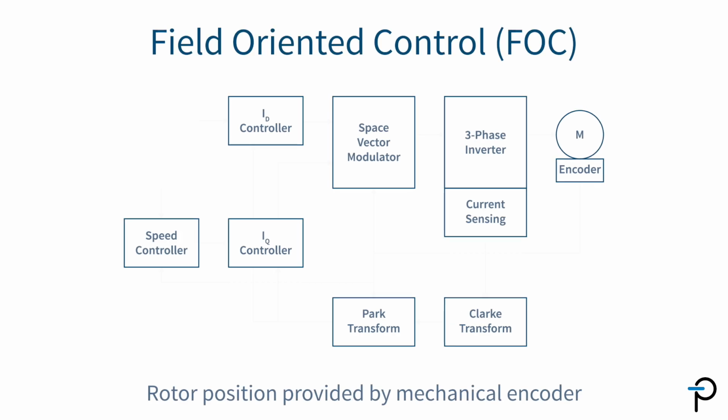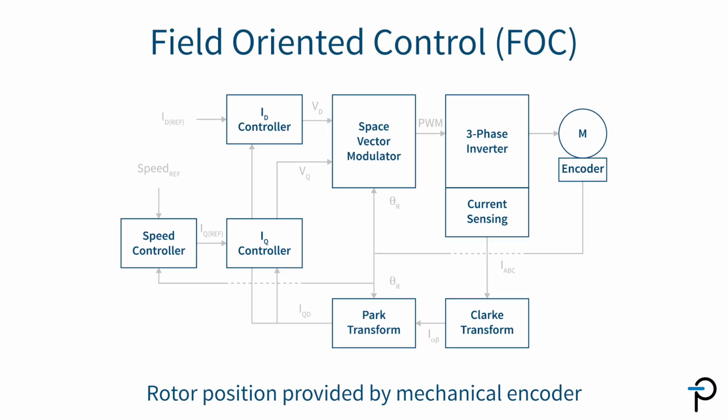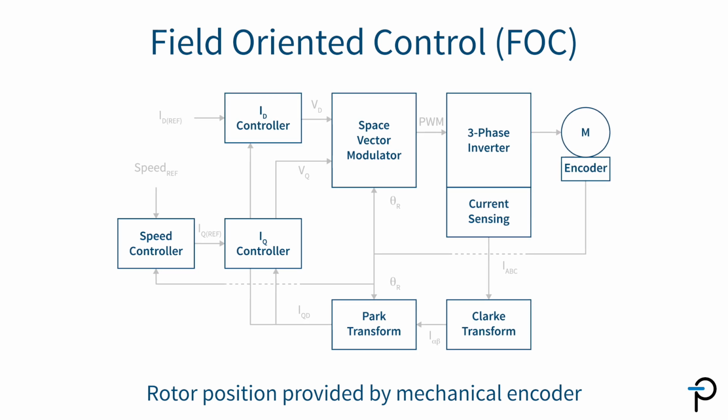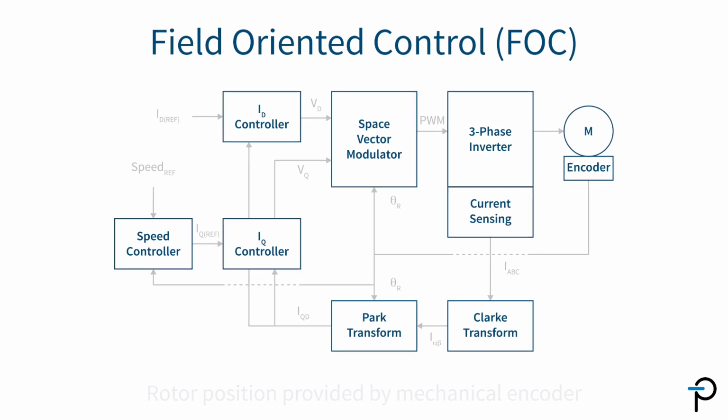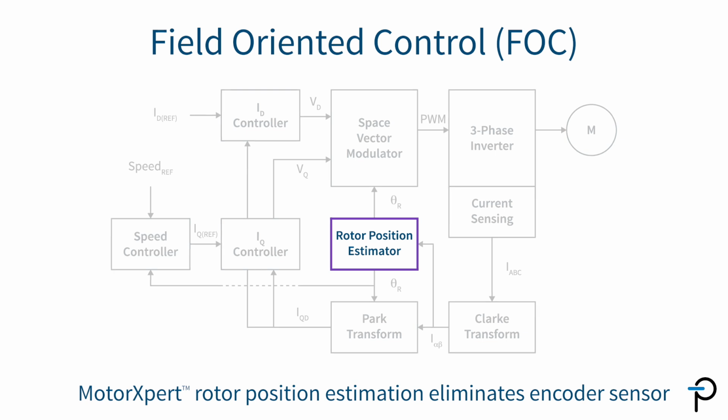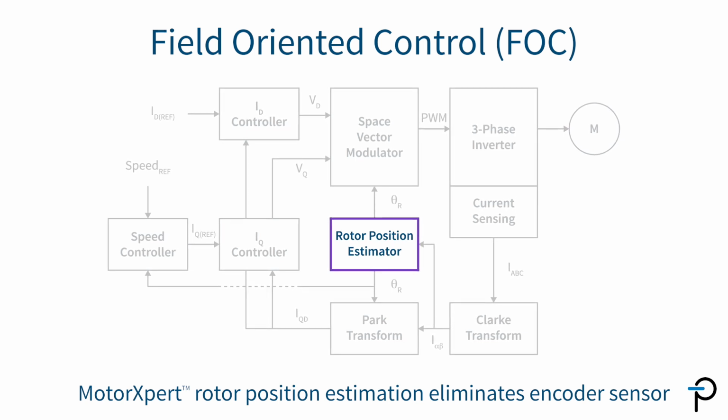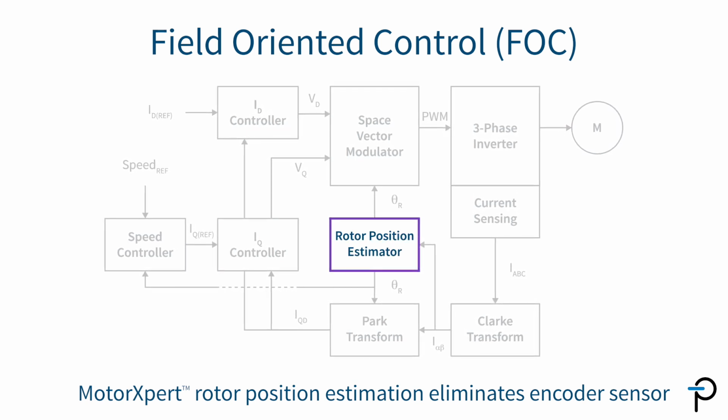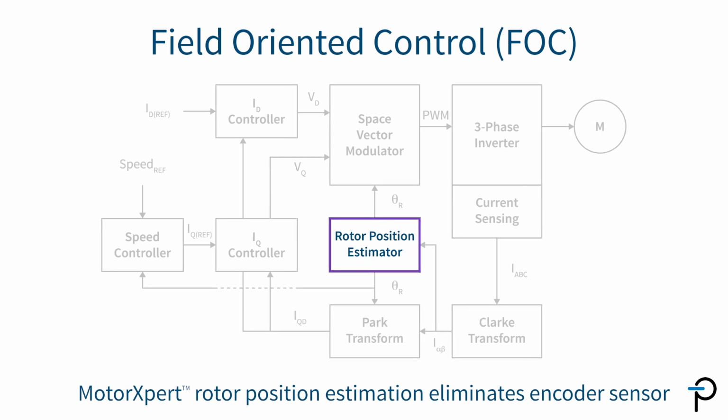Rotor position is required for proper FOC operation. This is normally provided by a mechanical encoder. We can eliminate this sensor by using the current information with the rotor position estimation technique provided in the Motor Expert software. Now that we've discussed where the current information is used, let's talk about how the current information is sensed in the inverter circuit.